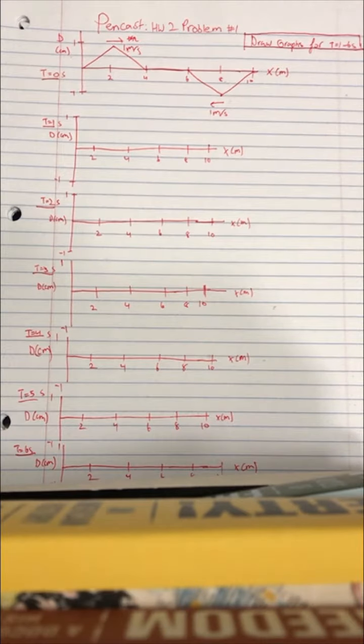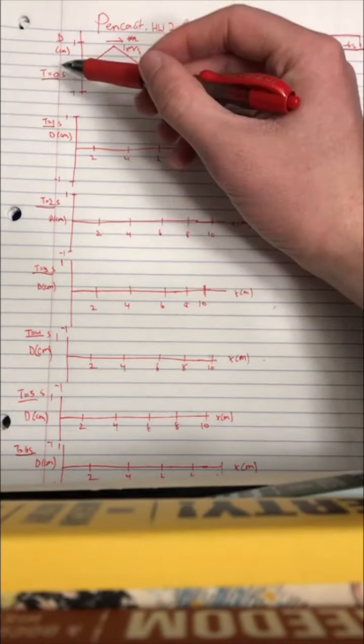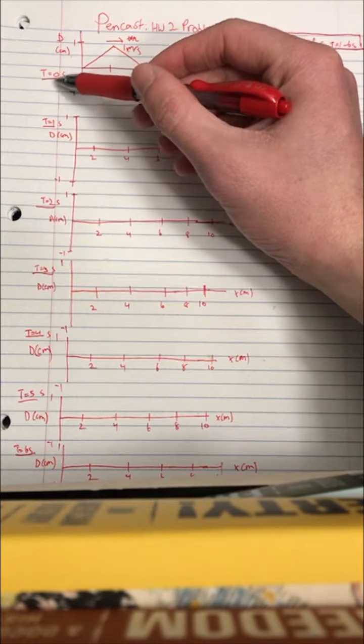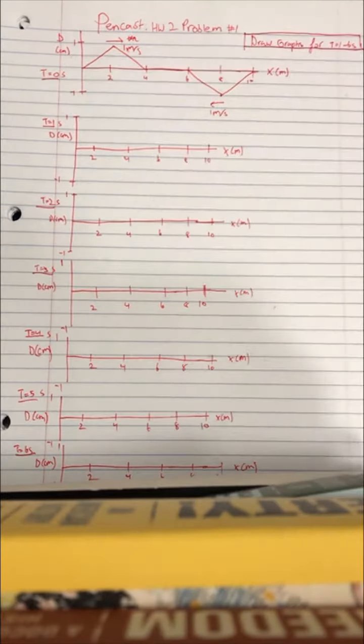And what it asks you to do is draw a graph for every 1 second interval between the times of 1 and 6 seconds. This one here, the one given in the problem statement, is at 0 seconds, t equals 0.